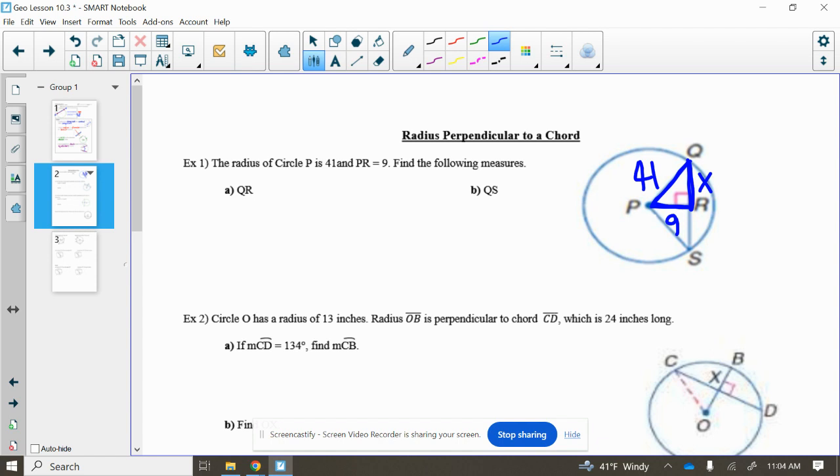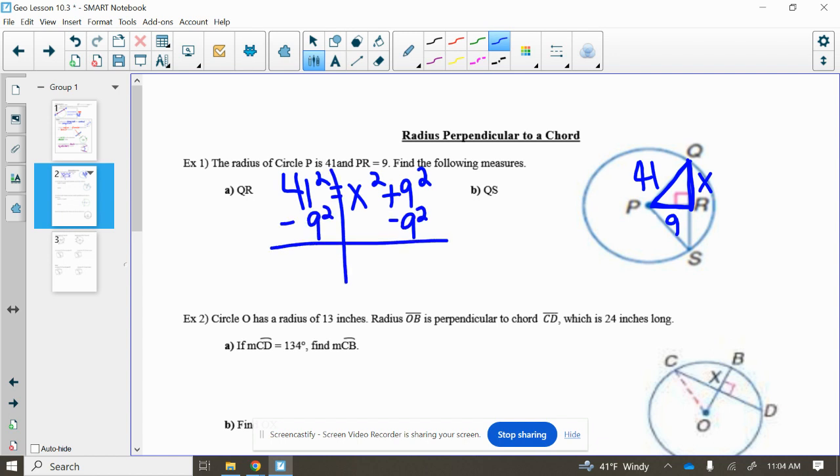Well, given that right angle, that perpendicular situation, we know we can use the Pythagorean theorem to help us solve for our missing side length x, right? Subtract the 9 squared from both sides, we get 1600, and then square root to get our final answer of 40. So right now, we know that Q to R is 40.